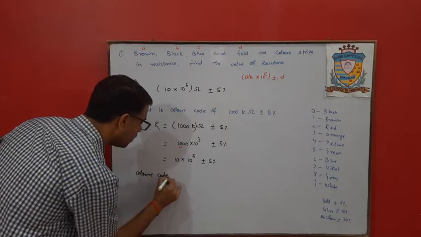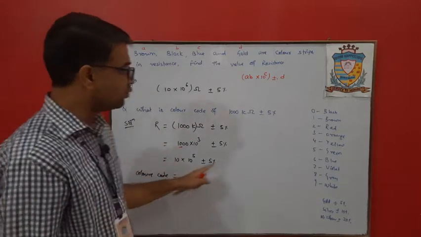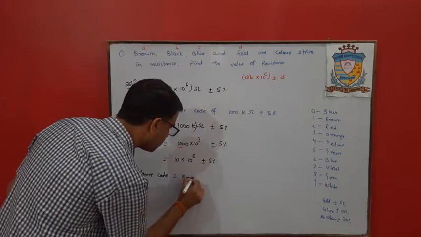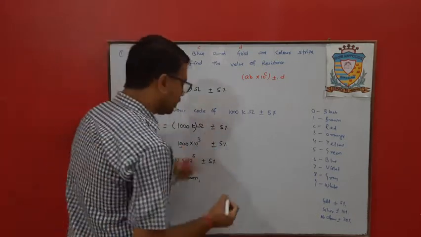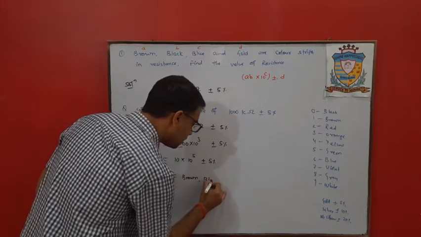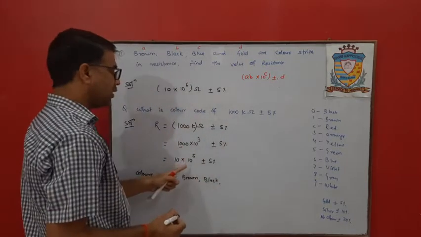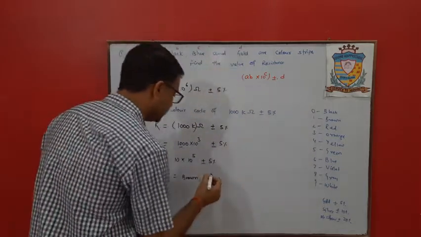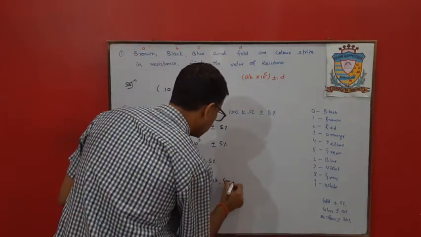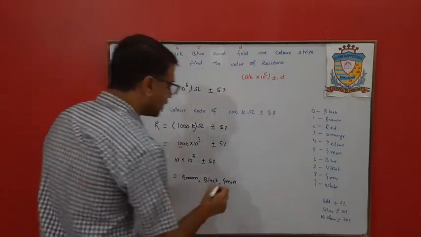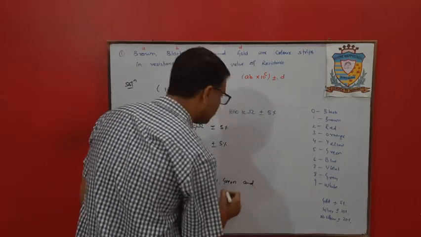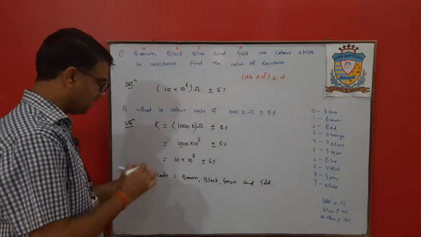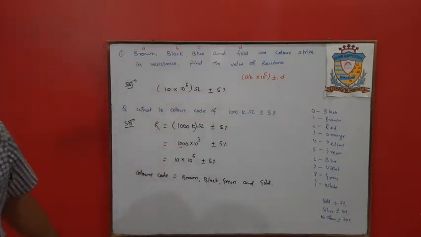So color code equals: first it is 1, and in place of 1 we have brown. 0 is black. The 10 to the power 5 multiplier is 5, and for 5 we have green. And the tolerance is again 5%, so in place of that we have gold. Clear?